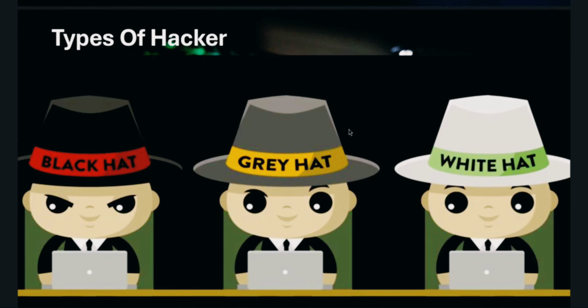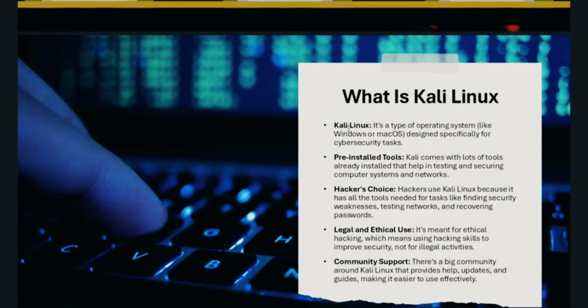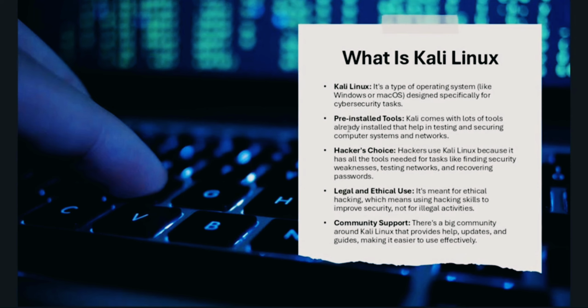So now we're going to see the Kali Linux introduction. What is Kali Linux? As you can see in the first point, Kali Linux is a type of operating system like Windows or Mac OS, designed specifically for cybersecurity. Simply understand that there are different types of operating systems. You have used Windows and Mac OS, and in the same way, Kali Linux is also an operating system specifically designed for cybersecurity and hackers.